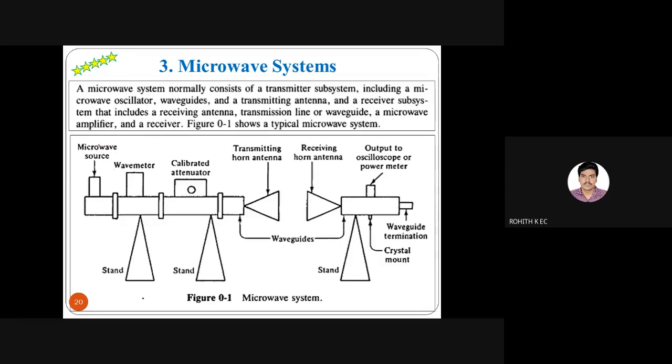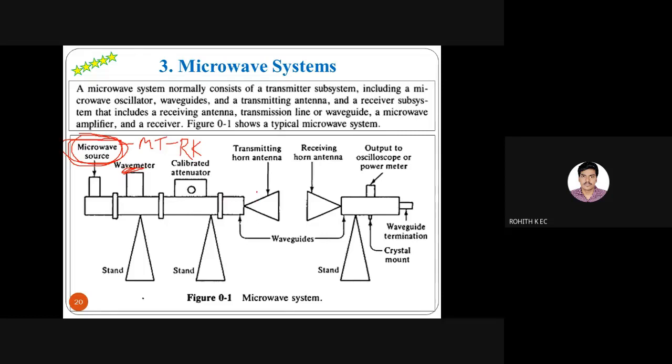So here you'll have a microwave source. This will feed microwave power. When I say microwave source, basically I'm referring to a microwave tube, right? This microwave tube is the reflex klystron tube that we discussed. So this is the source that will generate microwave frequencies. Then a wave meter can be used for measuring the wavelength or the frequency, and then the attenuator attenuates to the level adjusted so that we can control the frequency or the power transmitted by this particular tube.